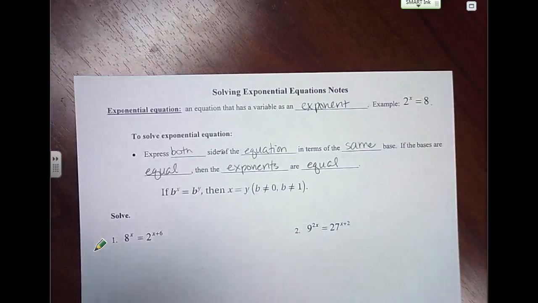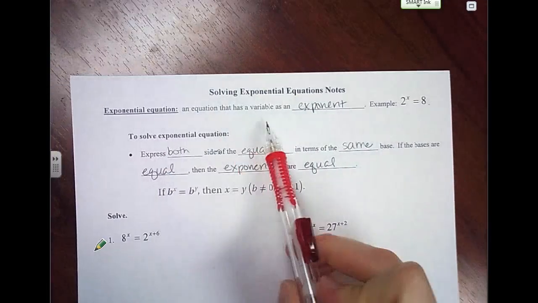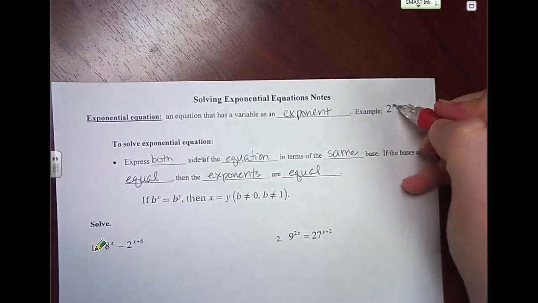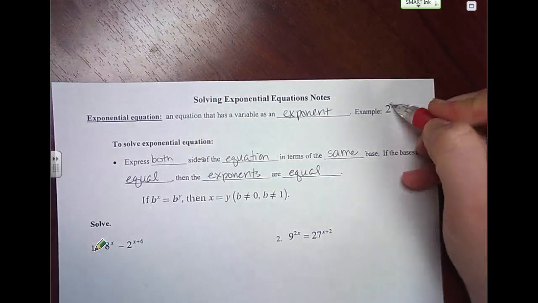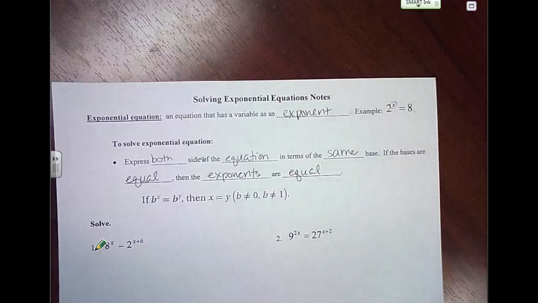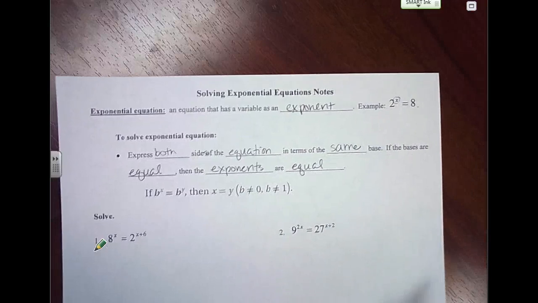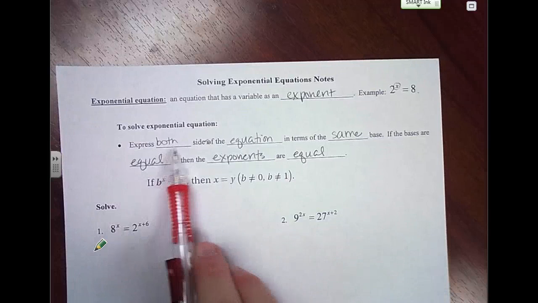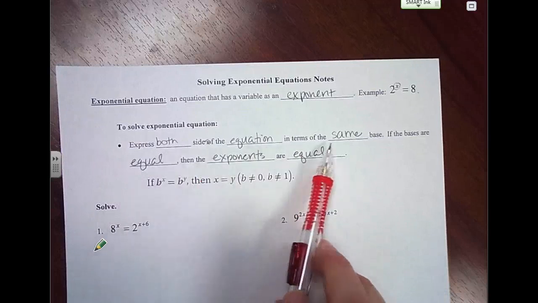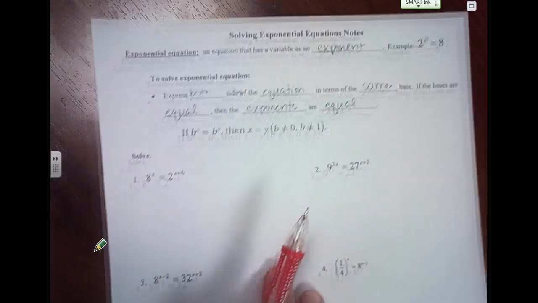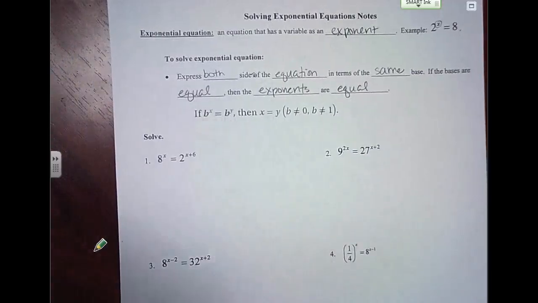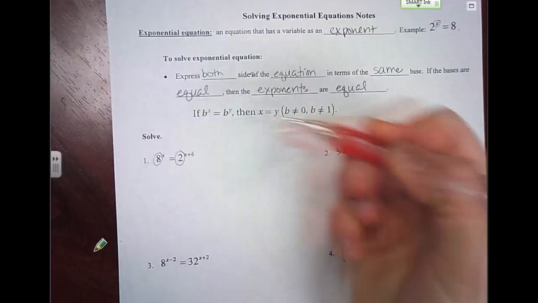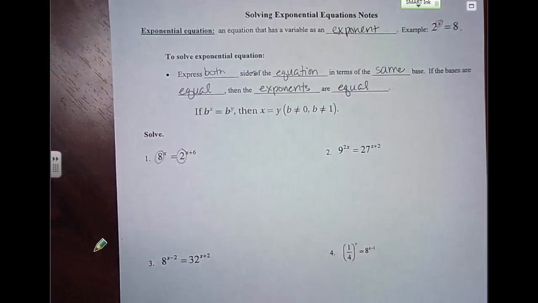First of all, an exponential equation is an equation that has a variable as an exponent. So something like this, 2 to the x equals 8. The variable is in the exponent. So how do we solve this? We're going to express both sides of the equation in terms of the same base. So what does that mean? If you look at number 1 right now, we have a base of 8 and a base of 2. Those are not the same. So I want to try to make them the same.